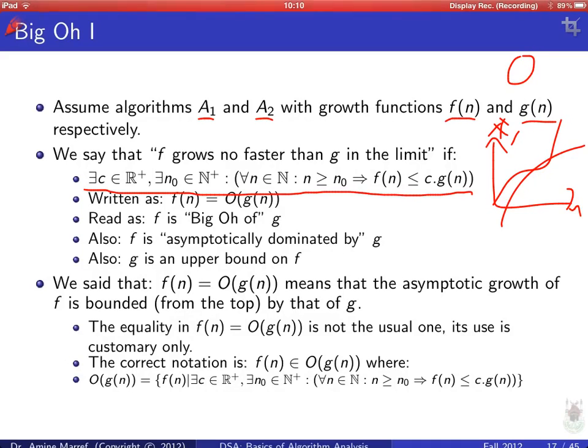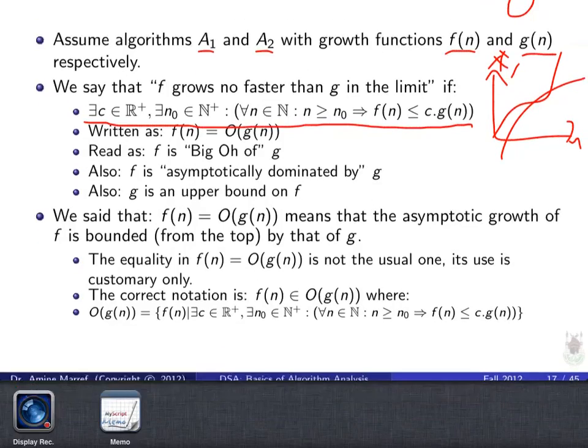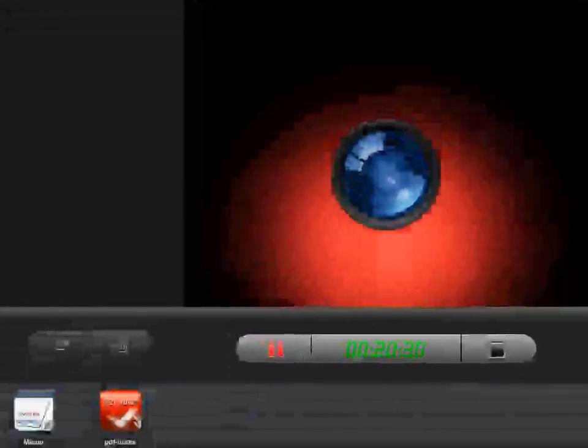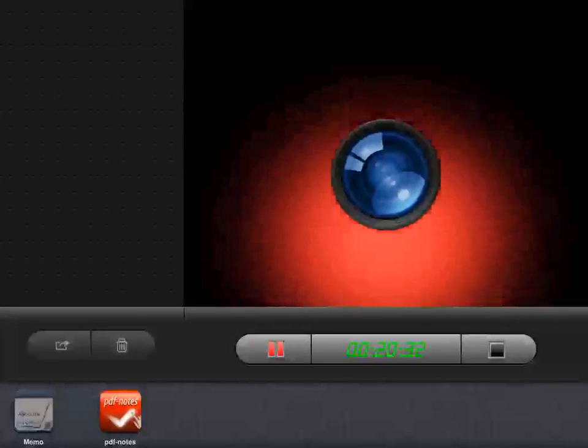Right. Okay. Let's go back to our drawing. Now, if this is algorithm A1, we said algorithm A1 has growth function f, and algorithm A2 has growth function g. Well, that's algorithm A2. So which one is more efficient here?